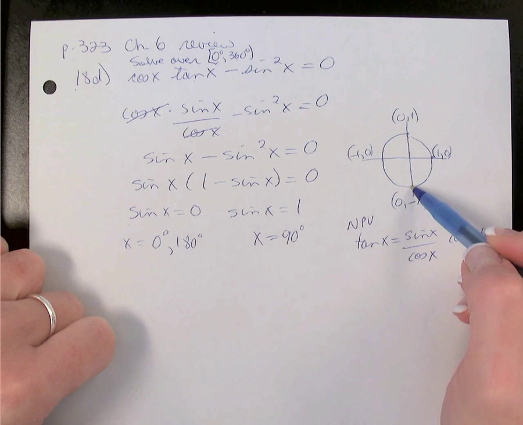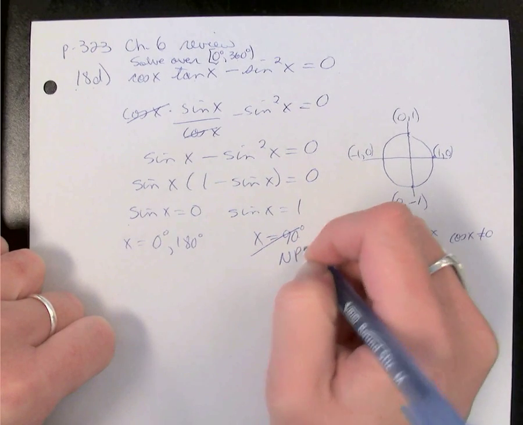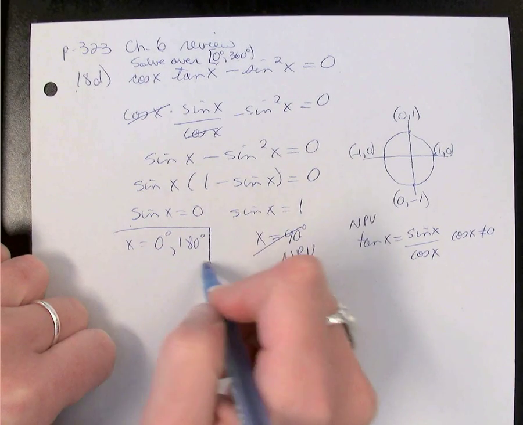and that occurs at pi by 2, or rather 90 degrees in this case, and 270 degrees. So this is actually one of our NPVs. So we're going to cross that out. So our only two answers are 0 degrees and 180 degrees.